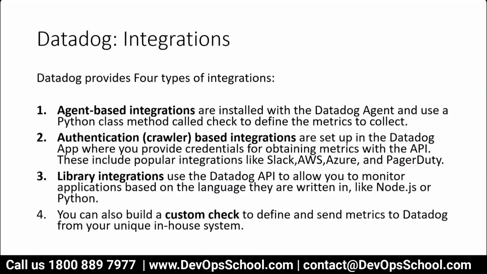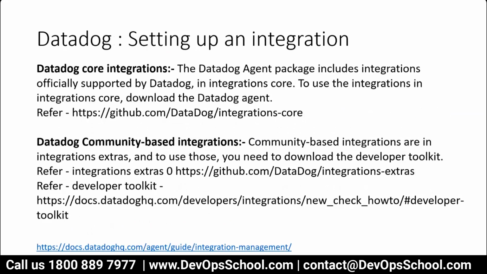One is agent-based integration. The demo I showed you just now was agent-based integrations. We also have authentication-based integrations, which you can use for Slack, AWS, and APIs basically. You can use the library integrations also. You can also develop a custom check. So many ways are there to send the data to Datadog.